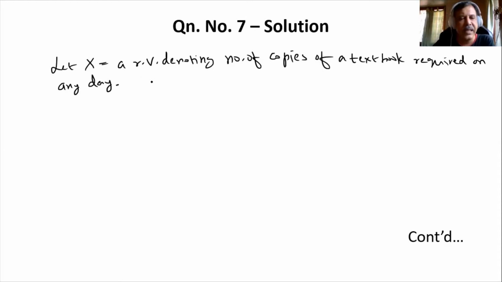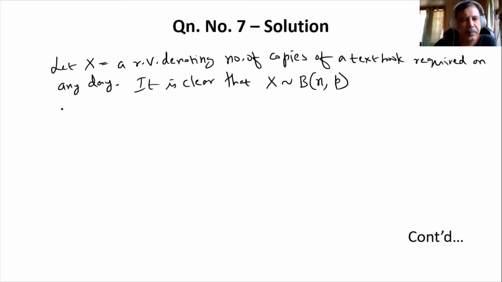Now, already we had seen that the events are mutually exclusive, and only two events are there. Either it can be success or it can be a failure, right? So that means it is clear that X is following a binomial distribution with the parameters n and p.